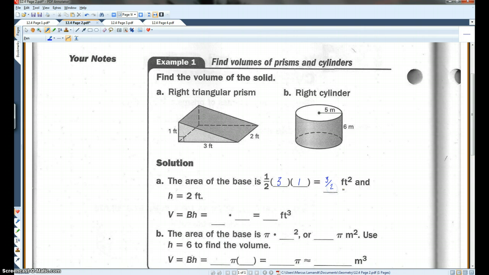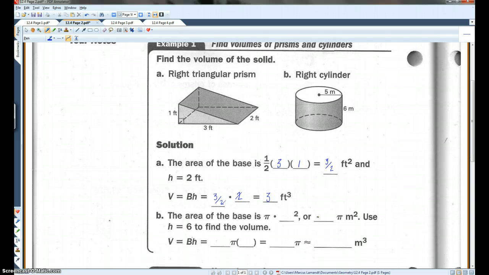over 2 feet squared, and the height is 2. Okay, so B equals base times height equals 3 over 2 times 2. The 2's cancel out, and we have 3 feet cubed. And that's the answer.